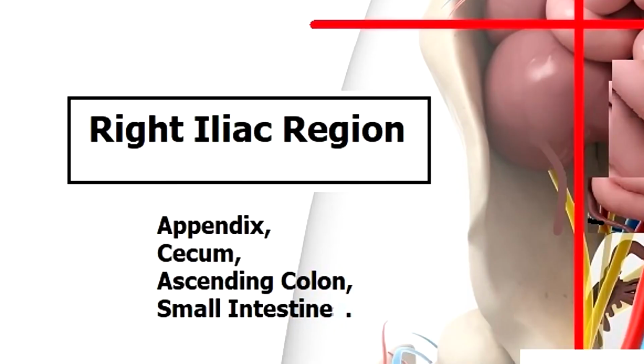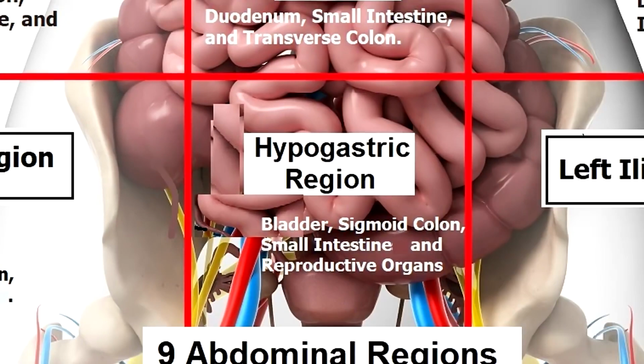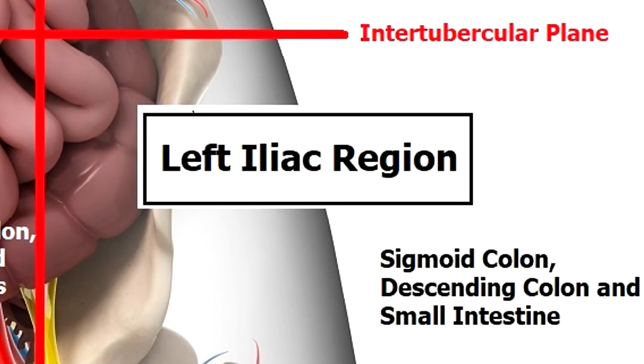In the right iliac region, you'll find the appendix, the cecum, the ascending colon, and the small intestine. In the hypogastric region, you'll find the bladder, portions of the sigmoid colon, the small intestine, and reproductive organs. And in the left iliac region, you'll find parts of the sigmoid colon, the descending colon, and the small intestine.